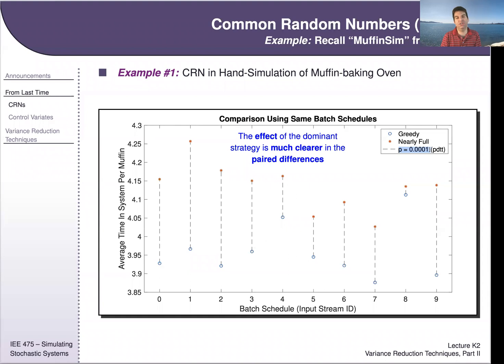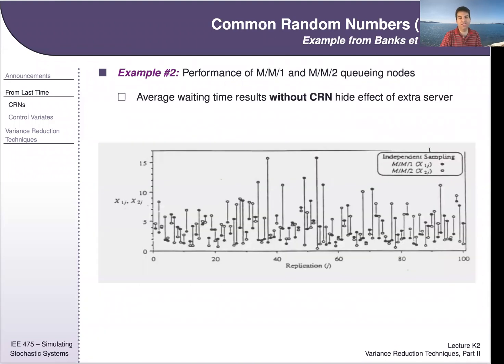But it will clearly show that these two populations are different. And so that's what we did on the muffin sim. And in your book, they do the exact same thing. They compare an M/M/1 queue, so a single server, a single channel queue with exponential arrivals and exponential service times, to an M/M/2, where they've bumped up the number of servers to 2.